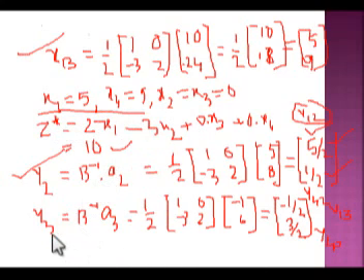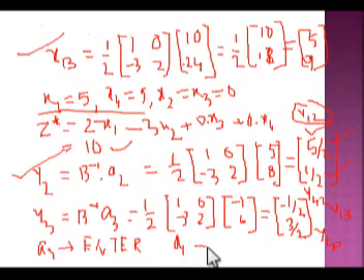Then y3 will enter the basis. If y3 enters the basis, then the first element y13 is related with the first basis vector a1. a3 will enter, since y3 is related with a3, and a1 will be out of the basis.